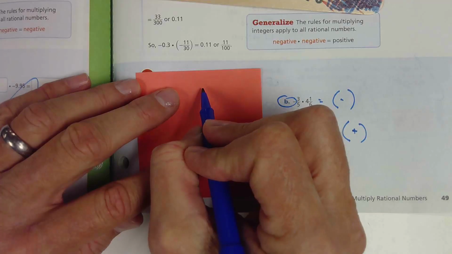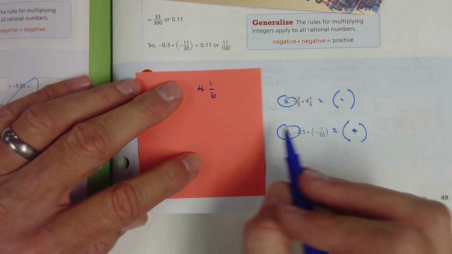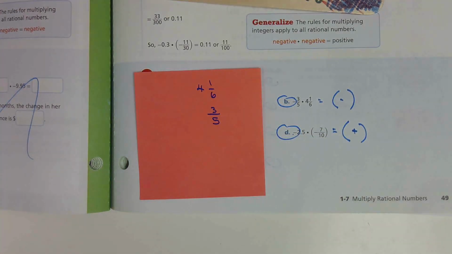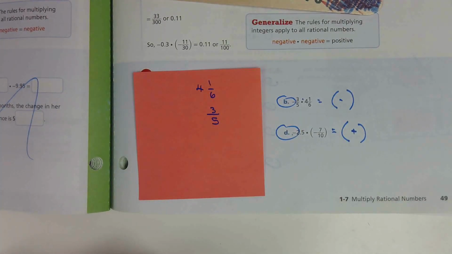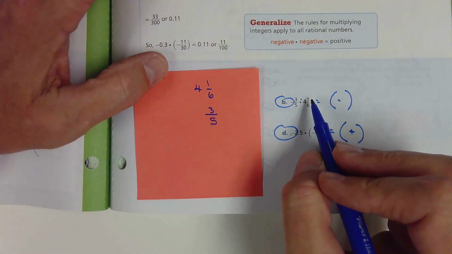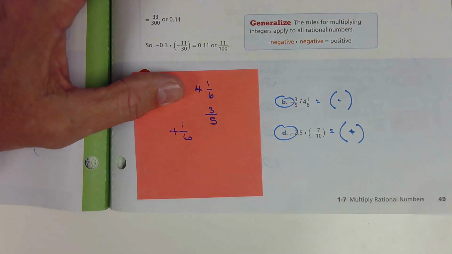So I'm just going to put down 4 and 1/6, and then below that, I'm going to put 3/5. Oh, wait. My bad. I was going to add them. That's not going to work because it is multiplying. Okay? So let's change the 4 and 1/6 into an improper fraction.